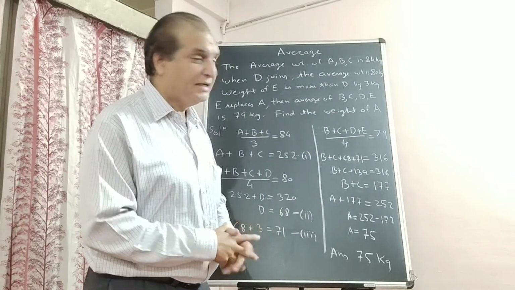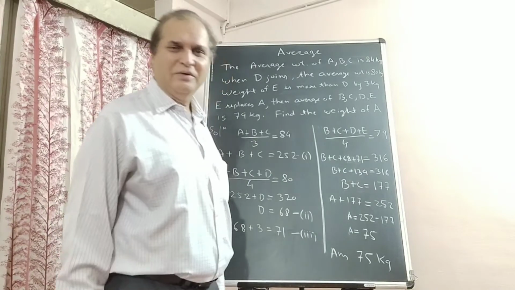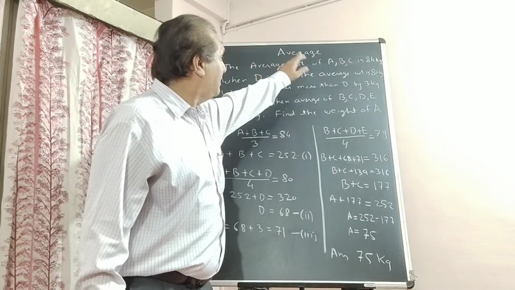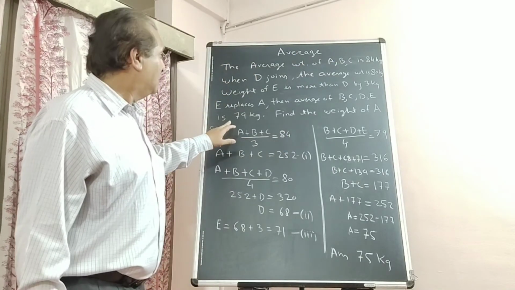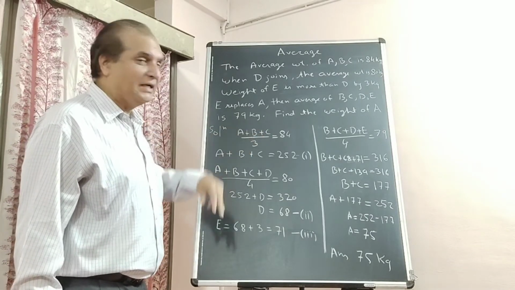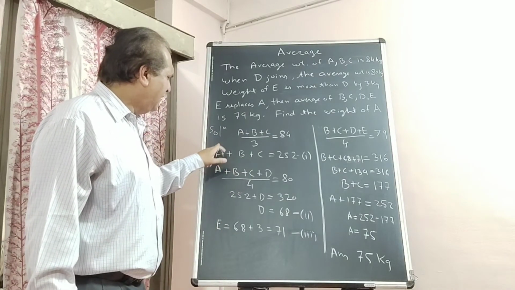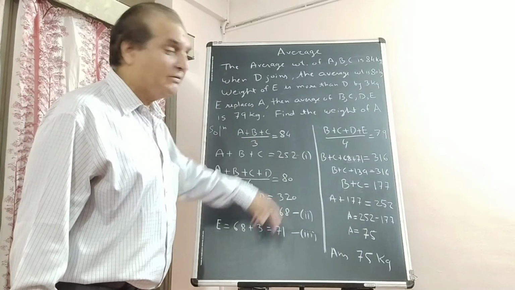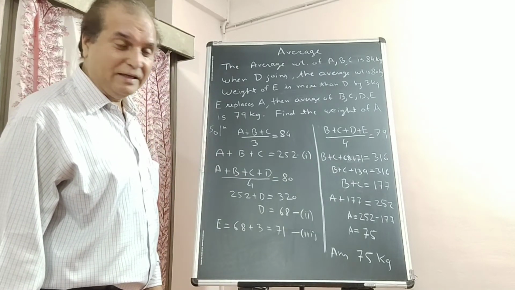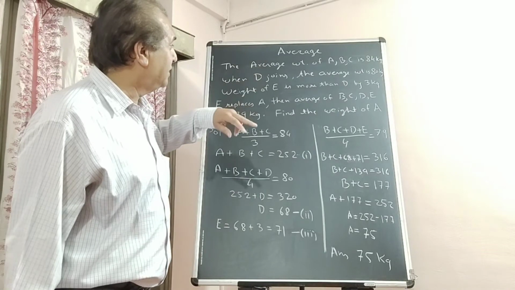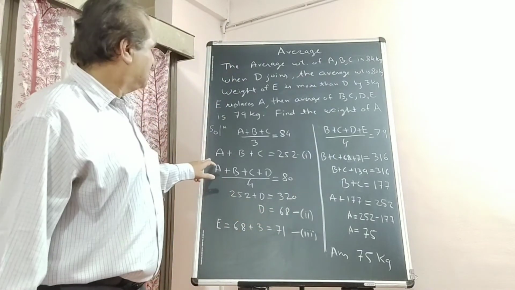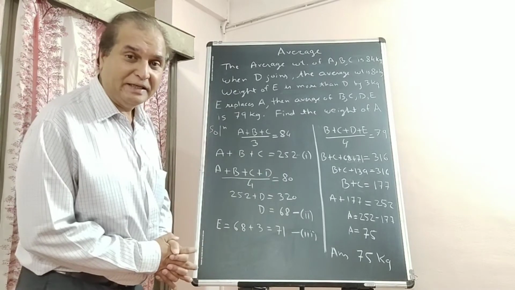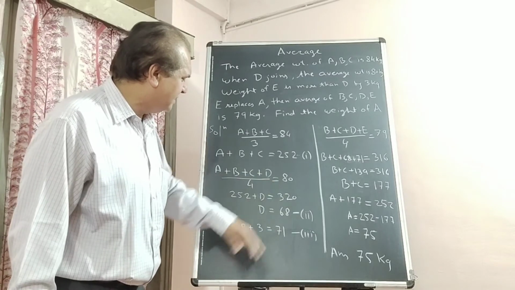You have to find out the weight of A. Simple sum, don't worry, very simple. Average weight, step by step we'll go. Average weight of A, B, C is 84. Okay. So A plus B plus C upon 3 equal to 84. 3 shifting that side, A plus B plus C equal to 84 into 3, that is 252. We will make this equation number 1. Understanding? Very simple. Now D had joined and average is 80. Okay. So A plus B plus C plus D, now 4 are there, upon 4 is equal to 80. 4 shifting that side, 80 into 4 is 320.